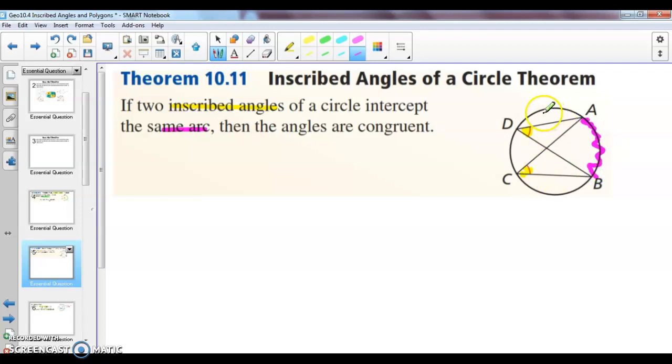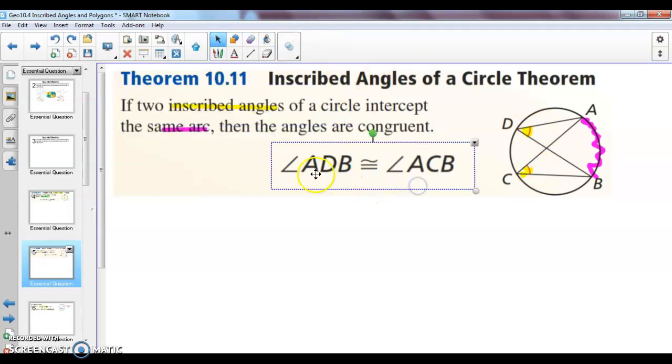Okay, so since the measure of an inscribed angle is actually 1/2 of the intercepted arc, if you get 1/2 of the same arc for both of these angles, then angle D and angle C will end up to be congruent to each other. In equation form, we can write angle ADB is congruent to angle ACB, and by definition of congruence, you can also put the small letter M in front of the angle sign and change the congruent sign to an equal sign.